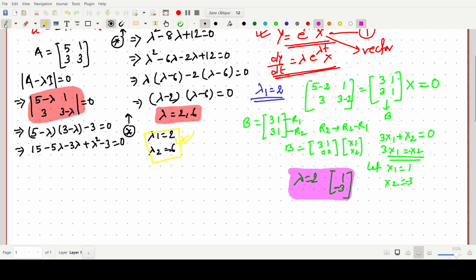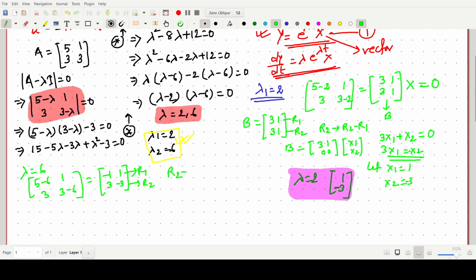Similarly, we have to go for the other eigenvalue, lambda equals to 6. So again we can write 5 minus 6, 1 and 3 minus 6. So it should be minus 1, 1, 3 and minus 3. Now this is R1 and R2. This is a technique to find out the eigenvector. So now we have to go for the row reduction method.